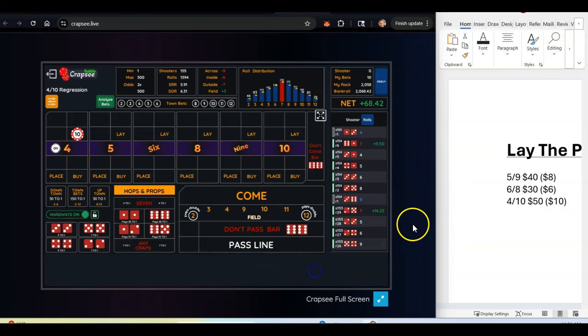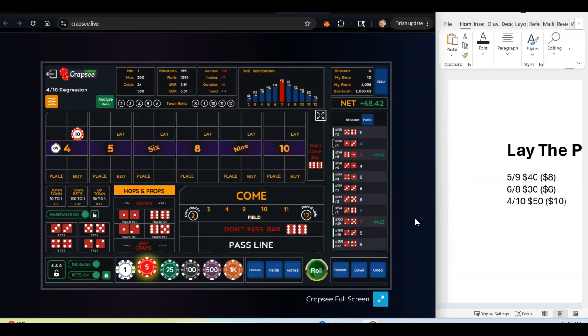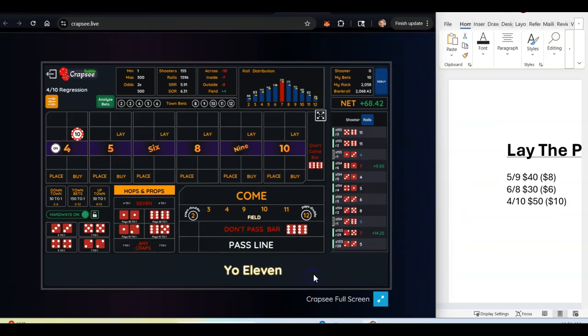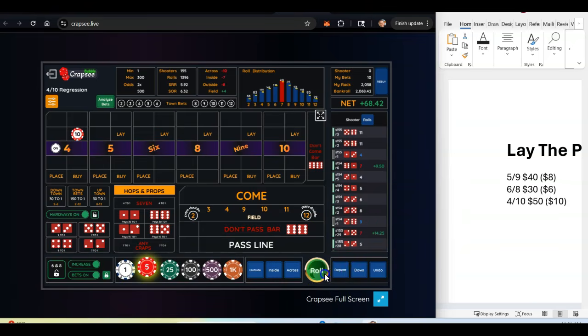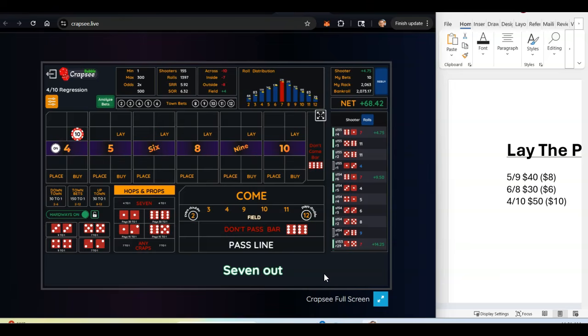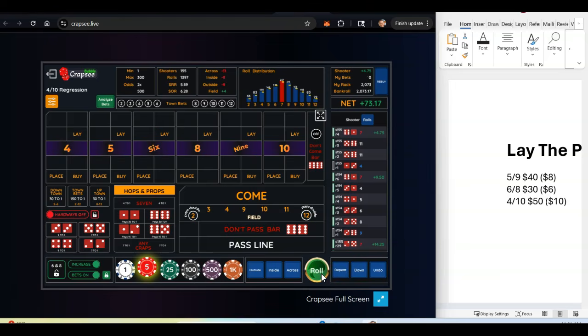Here we go. Yo 11. 7 out. There we go. All right. So we're up again a little bit. And we've never been in any major trouble. And you can go right back on the 4 if you want to, but I'm gonna play the math. And I'm gonna wait for another outside number.